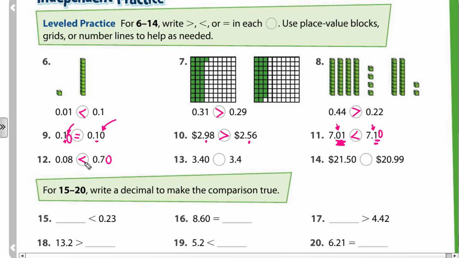Okay, 3.40 and 3.4. We can add 0 here for 3.4. So it's equal. Okay, now do you have any problems? No, I'm asking in number 9. Do the same. It's the same.